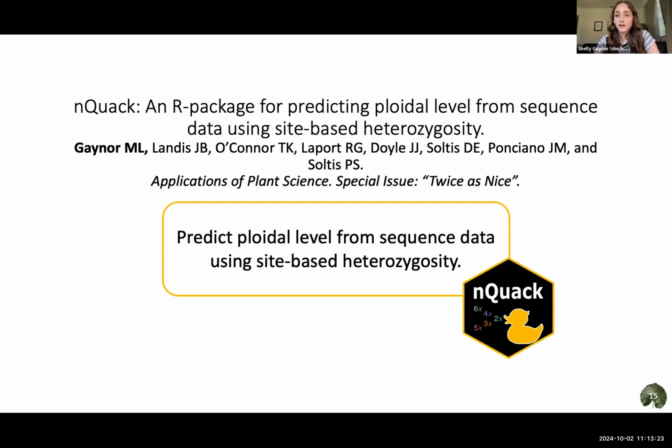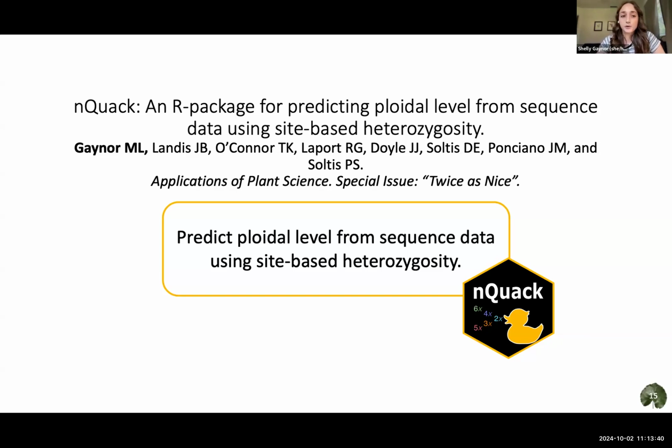Okay, moving on to NQuack. NQuack is a software that was just published in Applications in Plant Sciences special issue Twice as Nice. Here we aim to predict the ploidy level from sequence data using site-based heterozygosity.